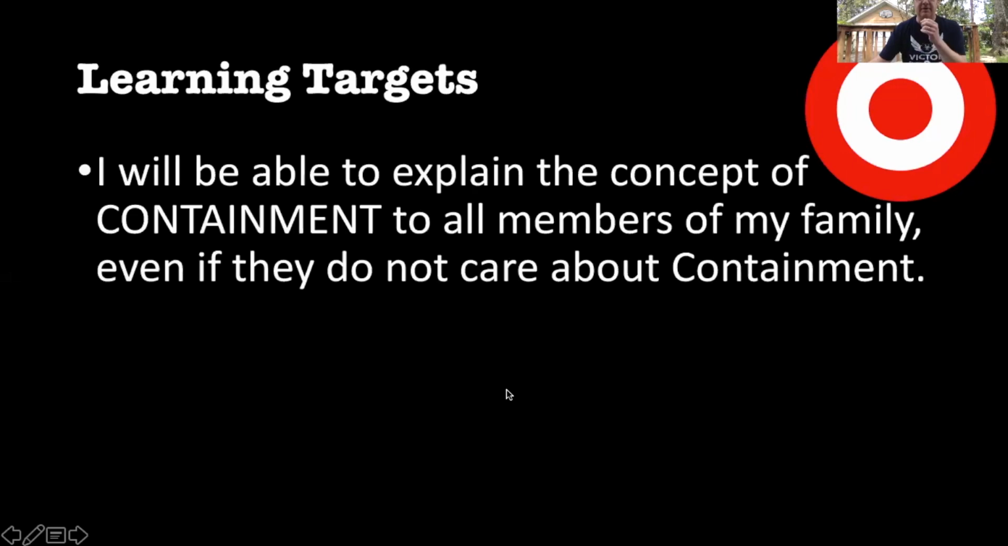Share my screen. Okay, so our learning target for today is that you'll be able to explain the concept of containment to the members of your family, even if they don't want to hear about it. Go ahead and impress them. Maybe get into a discussion, you never know.